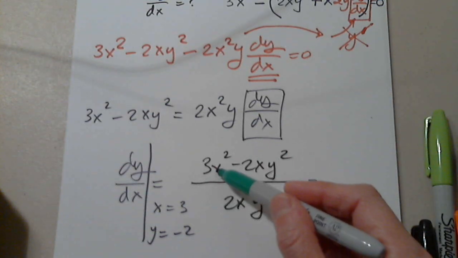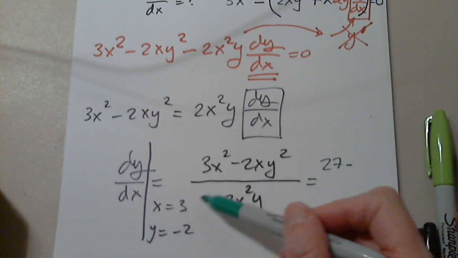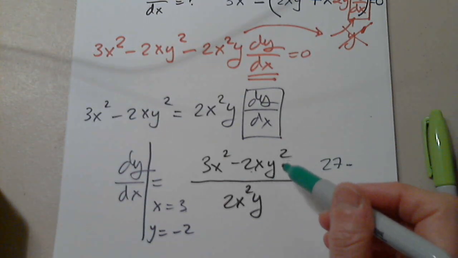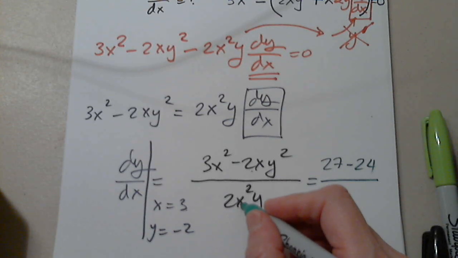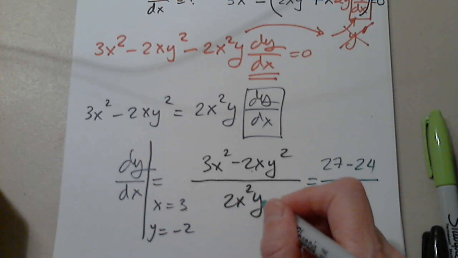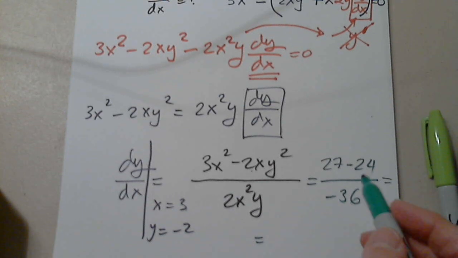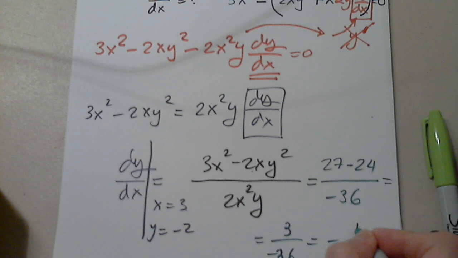So, this is 3 squared, which is 9. 9 times 3, 27, minus 2 times 3 is 6. Negative 2 squared is 4. So 4 times 6, over 2 times 9, 18. 18 times negative 2, negative 36. I did this quite fast. I hope my numbers are okay. So 2 times 9, 18. Yes, I think I'm okay. So 27 minus 24, that's a 3, and negative 36, negative 1 over 12.